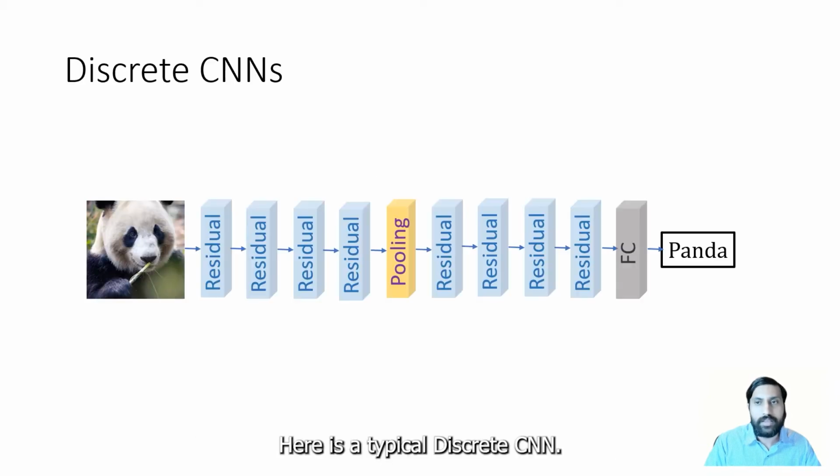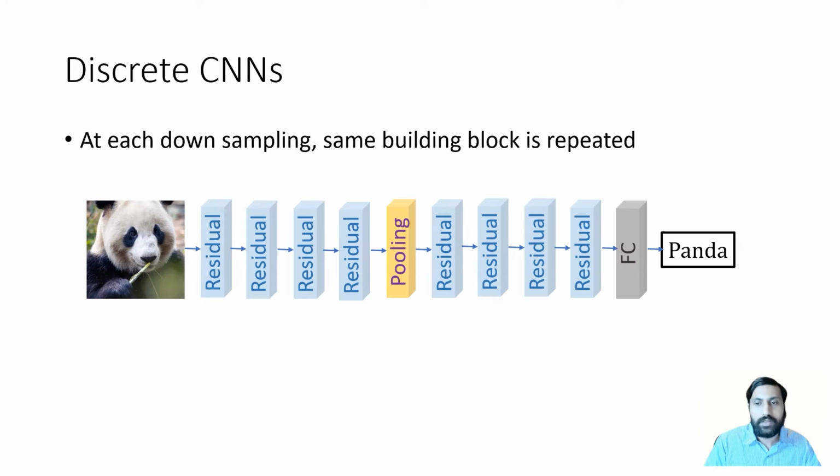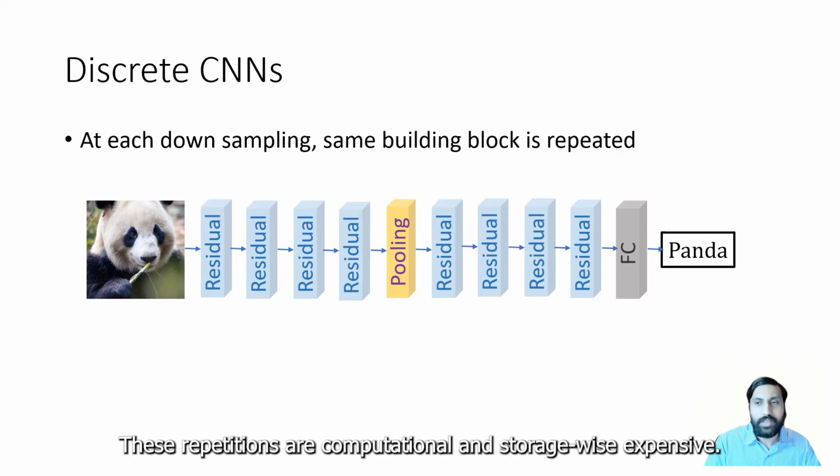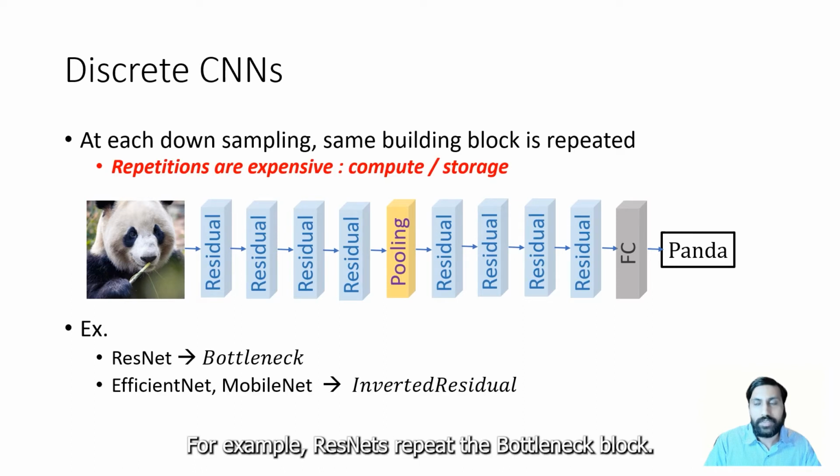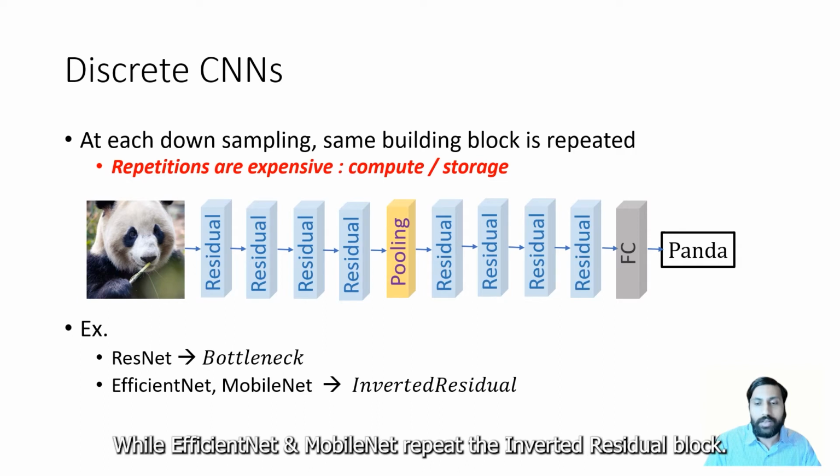Here is a typical discrete CNN. It repeats the same digital block many times. These repetitions are computationally and storage-wise expensive. For example, ResNets repeat the bottleneck block, while EfficientNet and MobileNet repeat the inverted residual block.